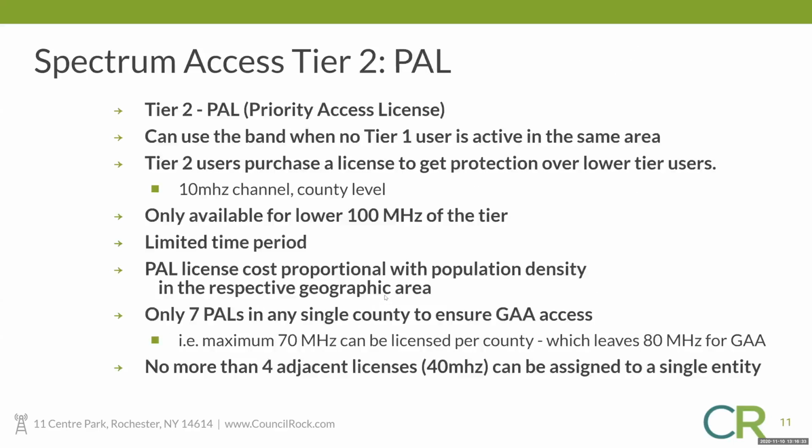Spectrum access Tier 2, these are the PALs, priority access licenses. These users can use the band when there is no incumbent user active in the same area. They can purchase licenses to get protection from GAAs. They can buy 10 megahertz channels at the county level, and they can only buy licenses from the lower 100 megahertz of the spectrum.